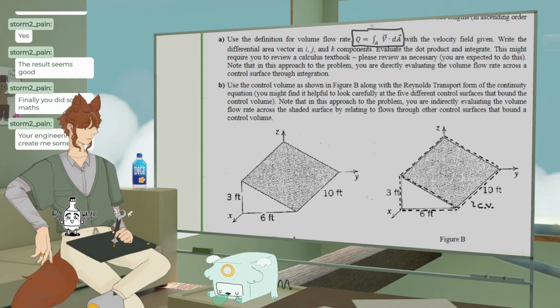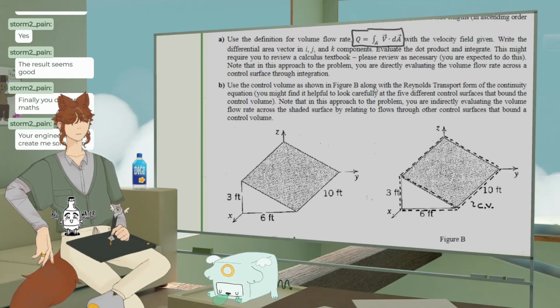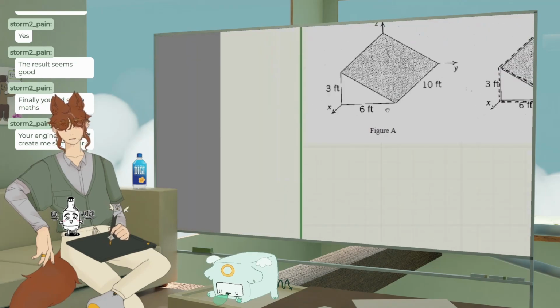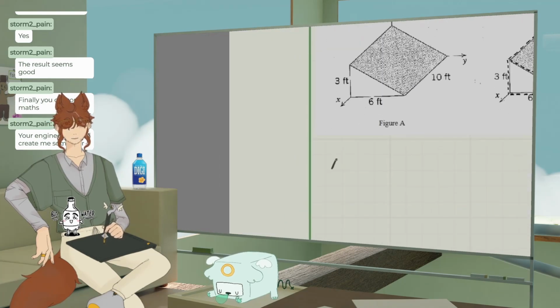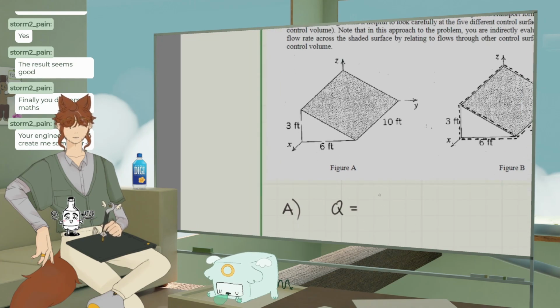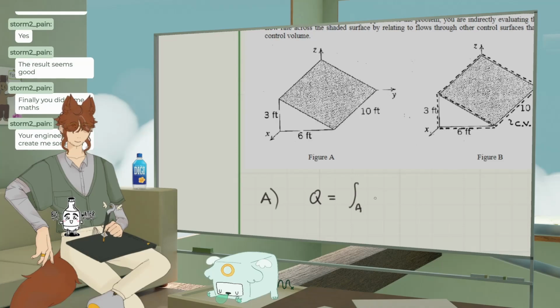Now the other side is, he's basically asking you to do it with calculus and do it with a different equation, but this one's the calculus one. So it's been a long time. All right, so for A, this is just math. So we have Q equals the integral over the area, so double integral of V dot dA.